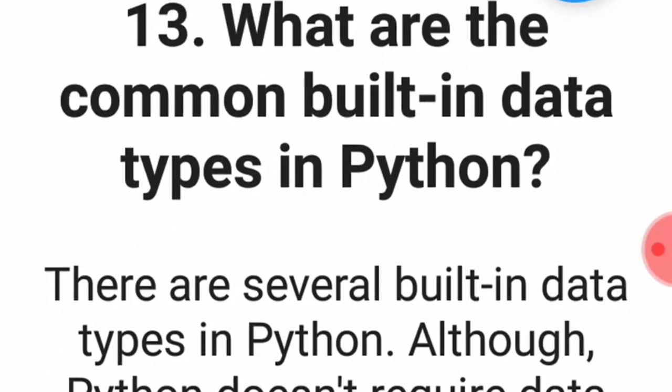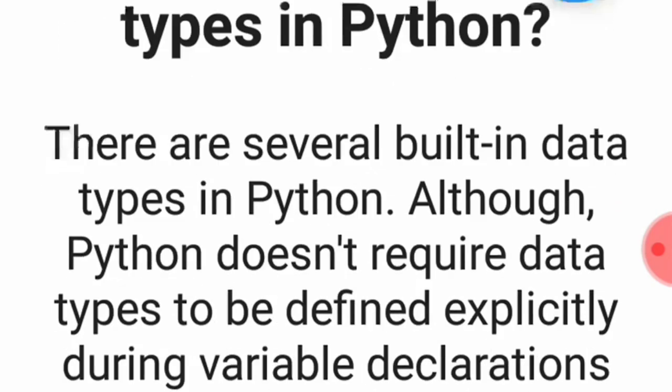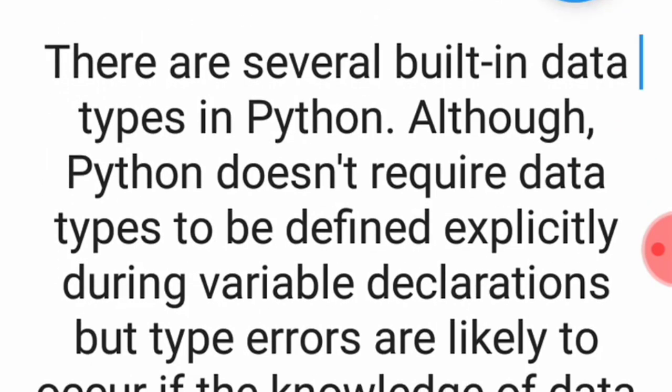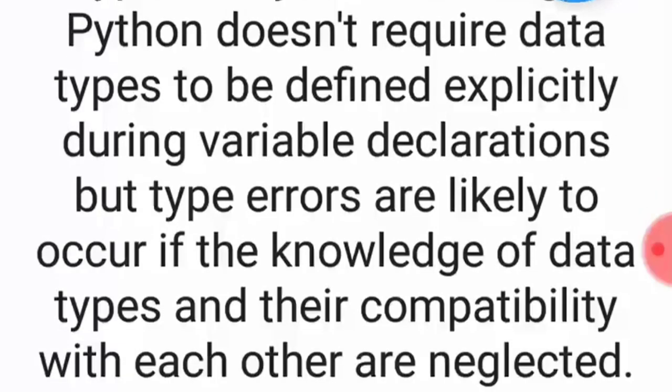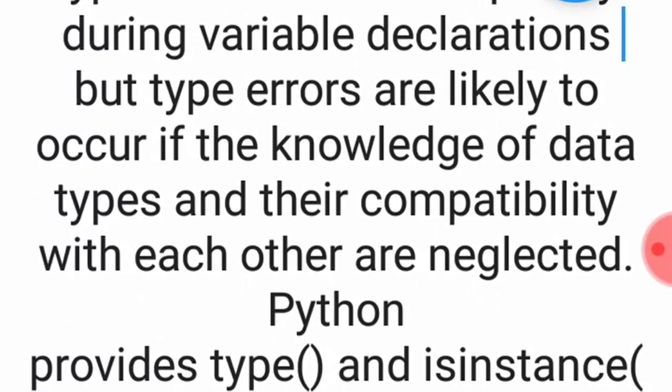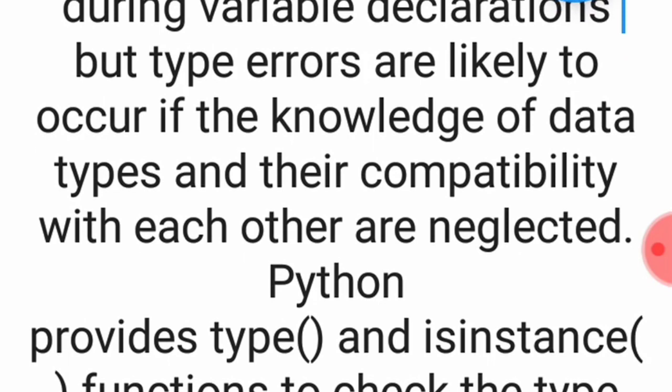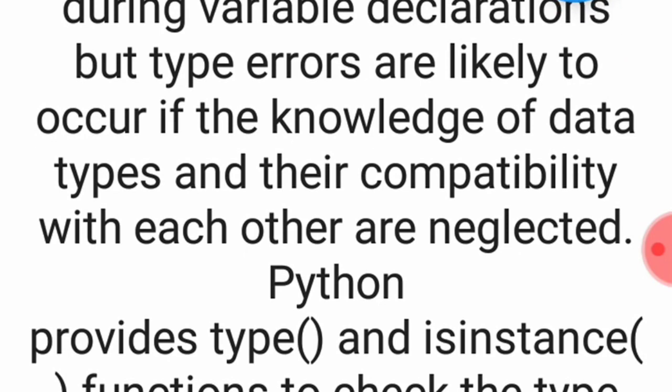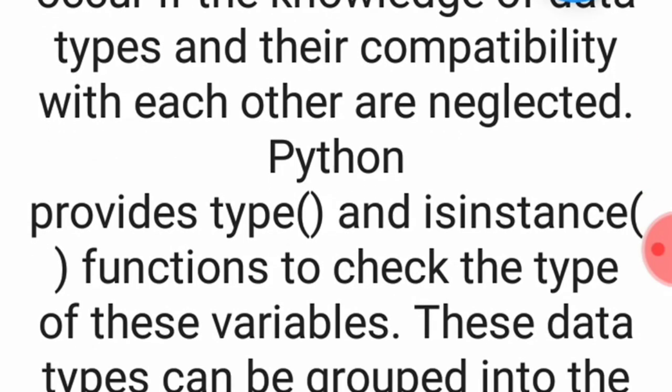13. What are the common built-in data types in Python? There are several built-in data types in Python. Although Python doesn't require data types to be defined explicitly during variable declarations, type errors are likely to occur if the knowledge of data types and their compatibility with each other are neglected. Python provides type and isinstance functions to check the type of these variables. These data types can be grouped into the following categories.